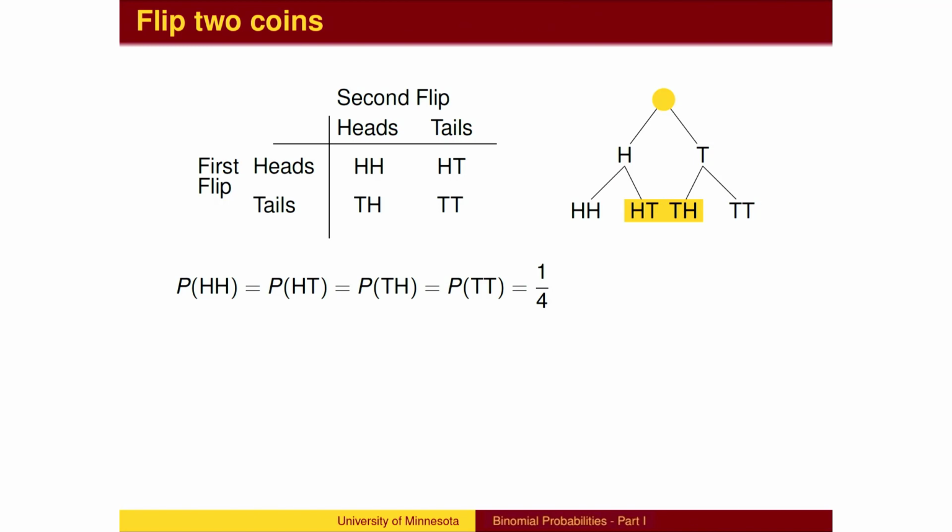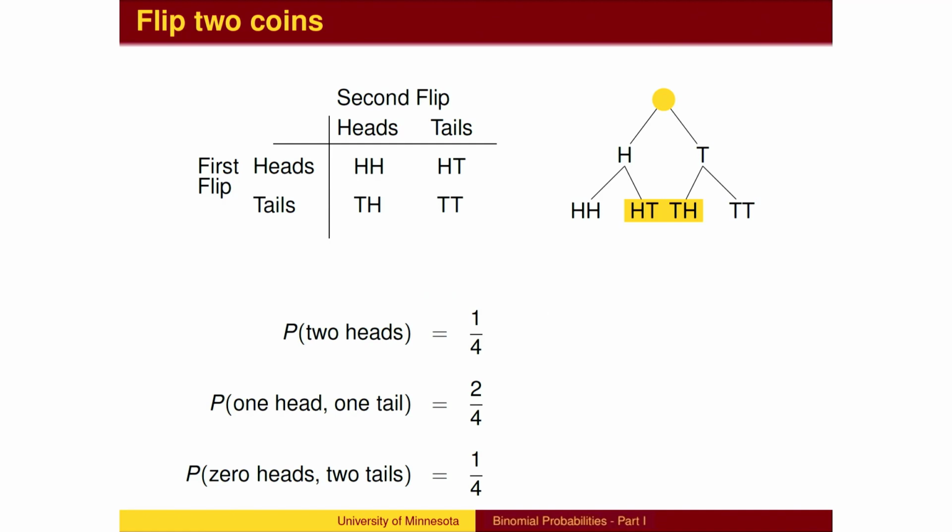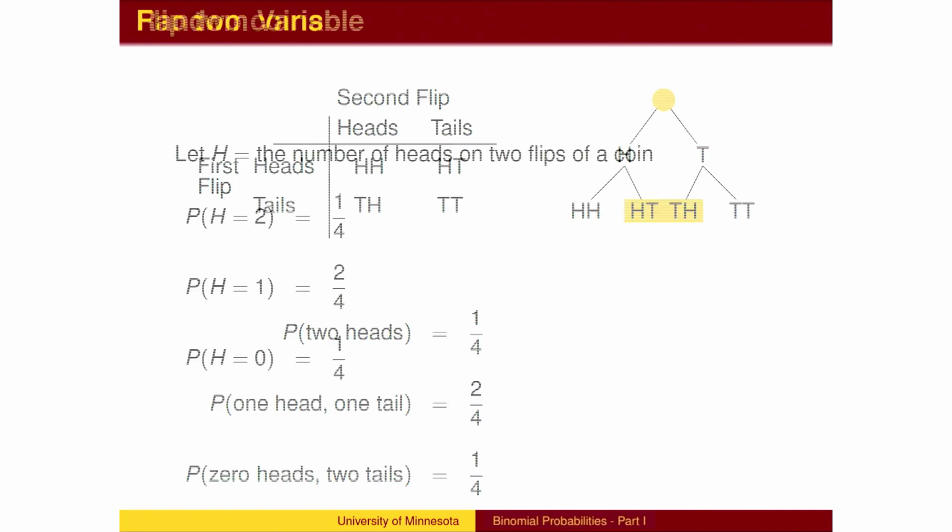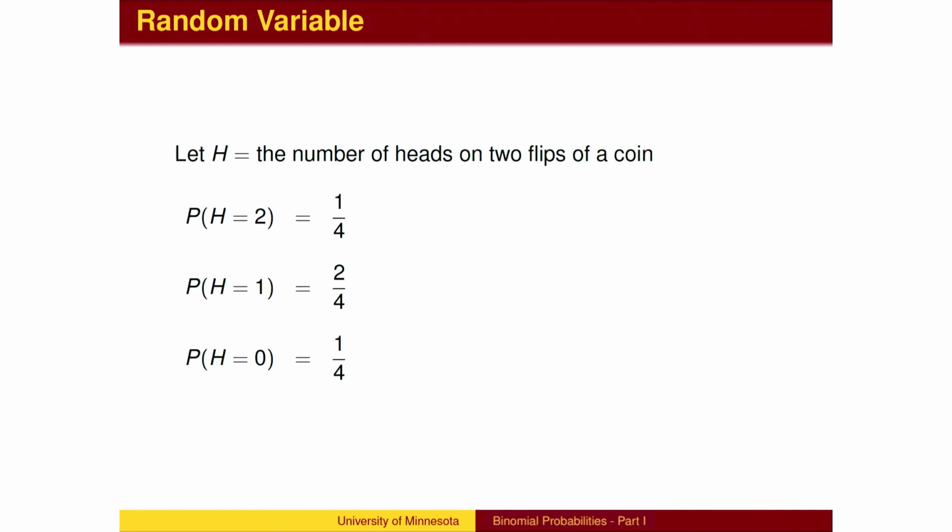Two of these possibilities, heads-tails and tails-heads, have one head on the 2 flips. If we are interested in counting only the number of heads, we can look at the event 1 head, 1 tail. 2 of the 4 outcomes fit that description, so the probability of getting 1 head and 1 tail is 1/2. We can also list this information using the idea of a random variable. Letting h be the number of heads, we can list the event 1 head, 1 tail as the event h equals 1.